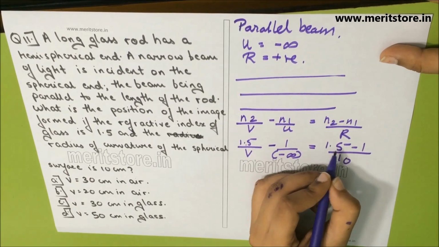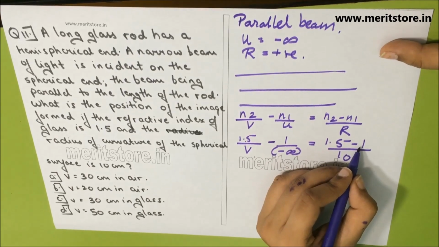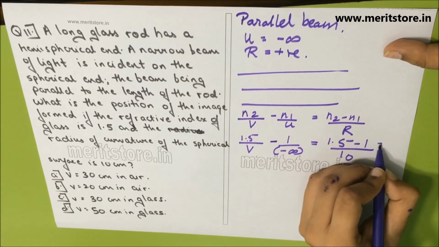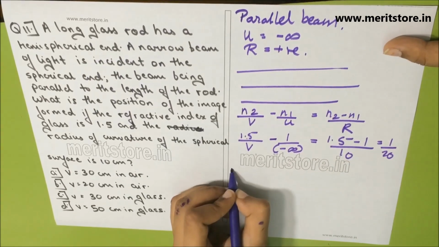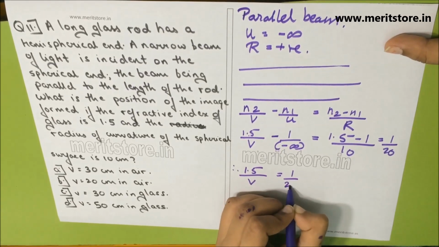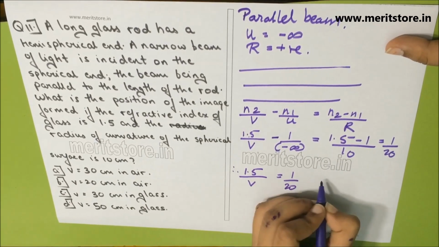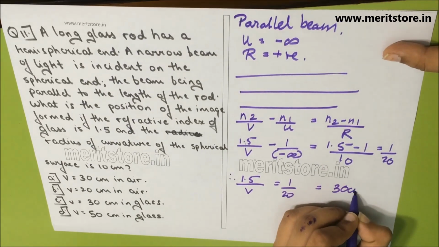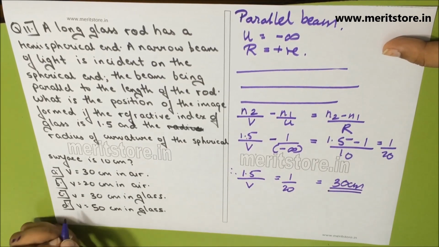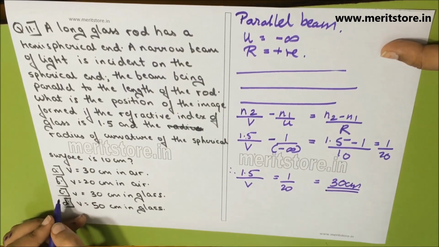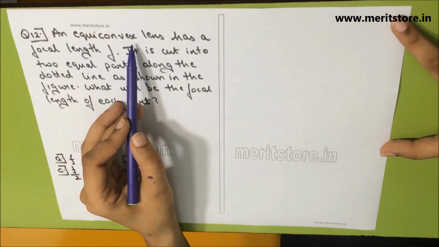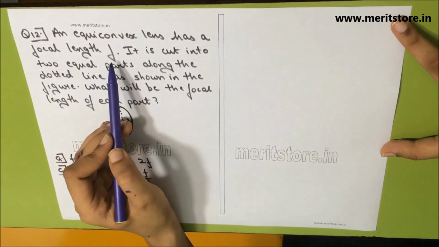is equal to 1.5 minus 1 by 10. 1.5 minus 1 is 0.5, which can be written as half. So I get 1 by 2 into 10, which is equal to 1 by 20. Therefore 1.5 upon v is equal to 1 by 20. Solving this, we get 30 centimeters. It is 30 centimeters from the pole. Therefore we get v is equal to 30 centimeters in glass. Option C.